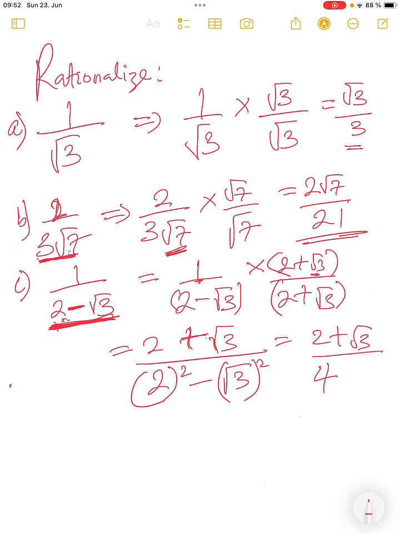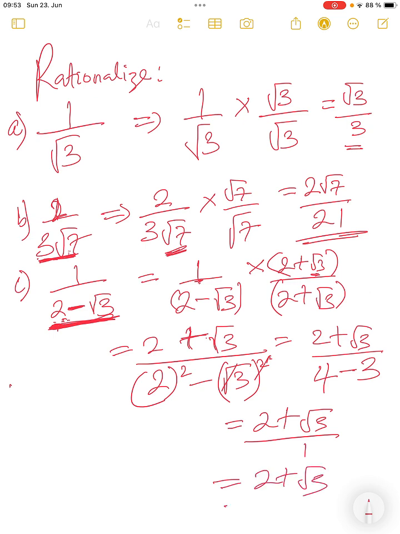2 squared is what? 4. Minus root 3 squared is what? 3. Because this can cancel this. So you have 2 plus root 3 over 1, which is 2 plus root 3. So you have succeeded to remove this irrational part from the denominator. This becomes a rational answer.